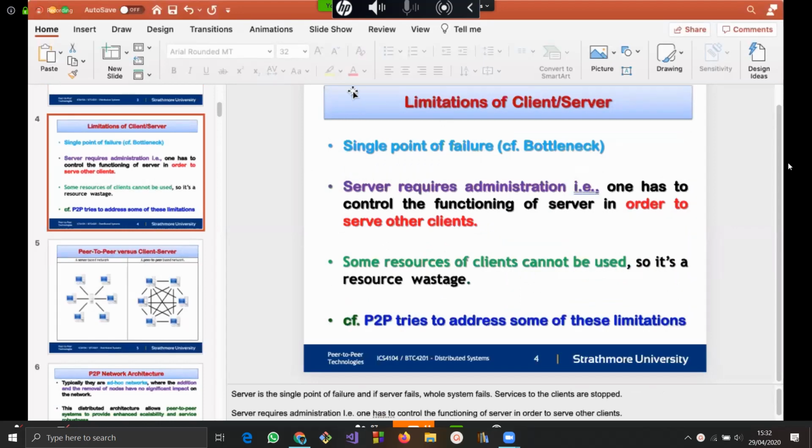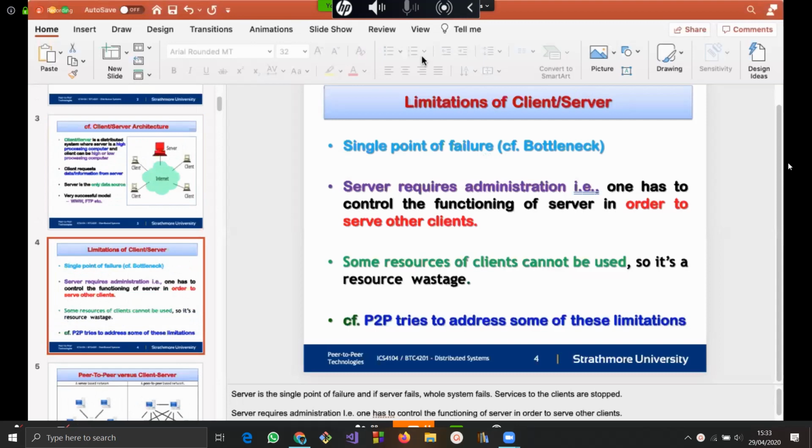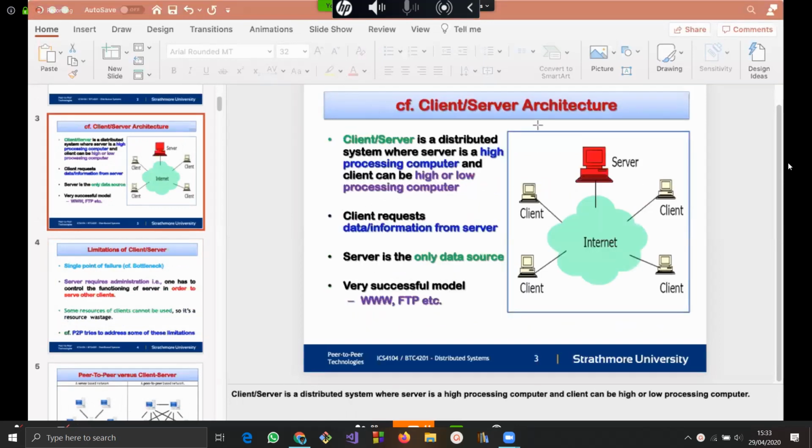To recap, why we need peers is that we are avoiding a single point of failure. Let me go back to the previous diagram. Just to recap, if we have this as the only server and it goes down, that is a single point of failure. It's a bottleneck to the distributed environment.